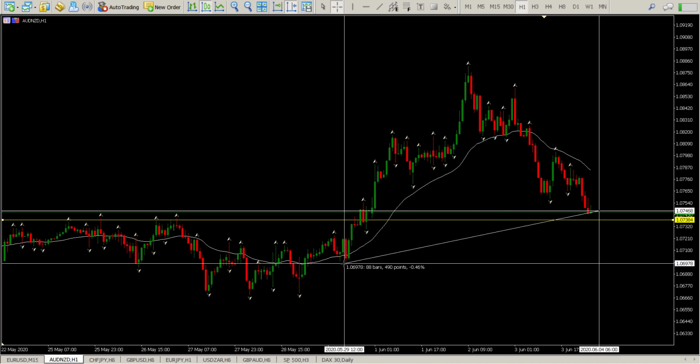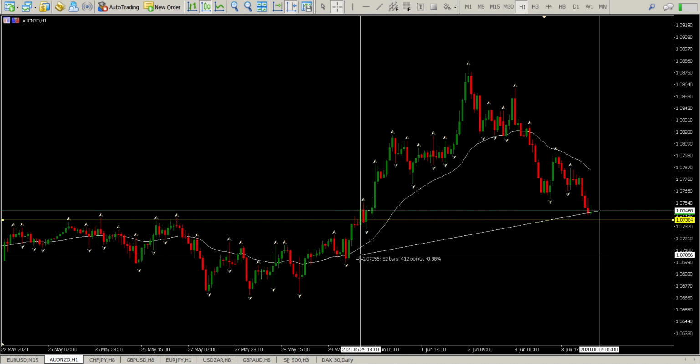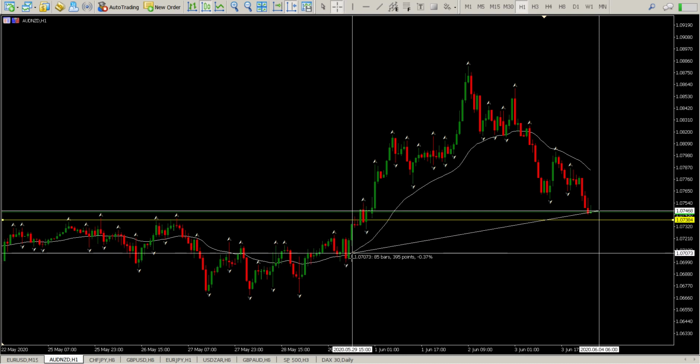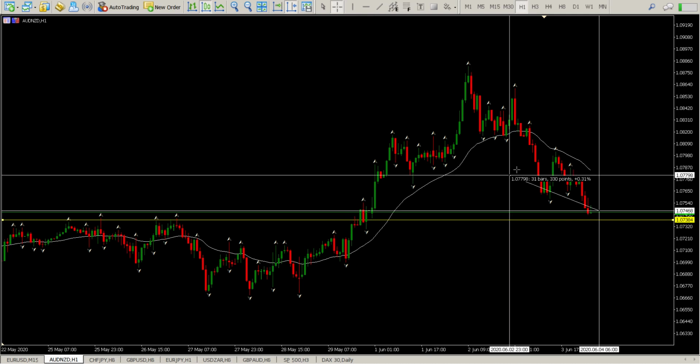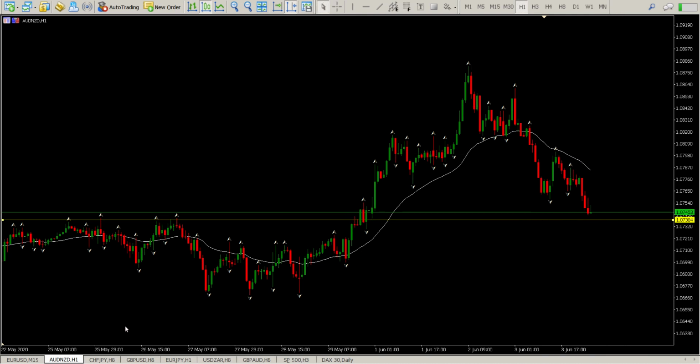So you can see this previous swing low here, one of these swing lows, either that one or that one. I'd feel more comfortable with this one here. And you're looking for the previous highs here. So that's a good 2-to-1 trade, that.